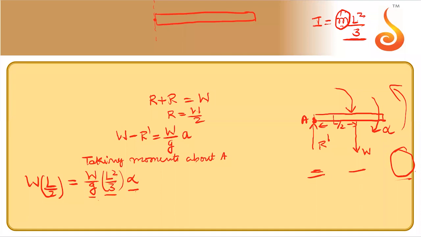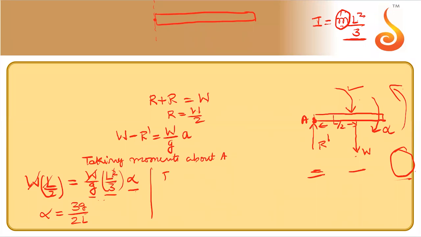So the anti-clockwise moment should be equal to the clockwise moment. The clockwise moment is due to weight. The anti-clockwise moment is due to the moment of inertia. So equate the two and solve for alpha. W and W get cancelled, L and L get cancelled. So alpha is equal to 3G by 2L.